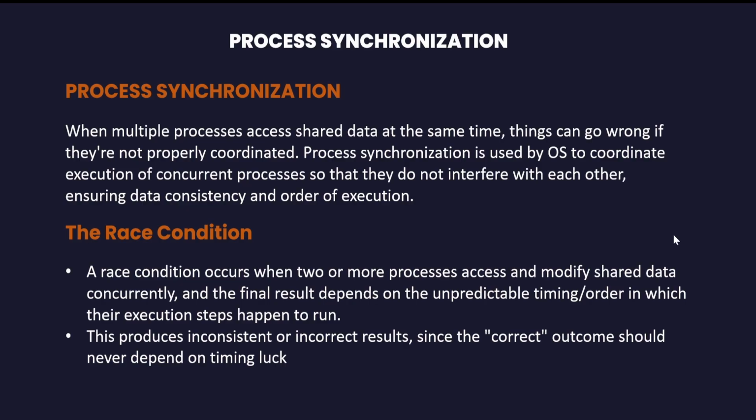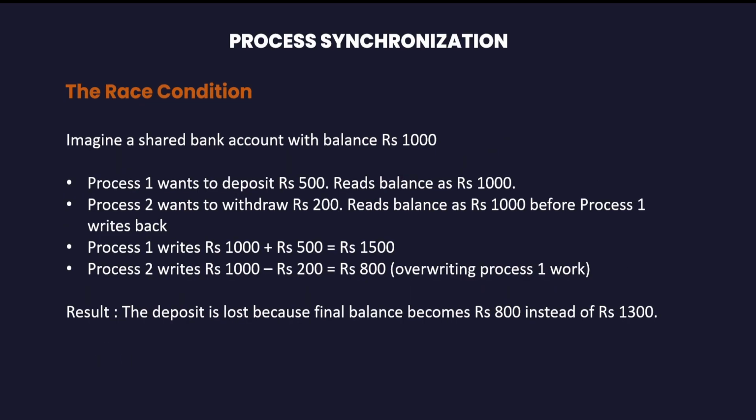The race condition. A race condition occurs when two or more processes access and modify shared data concurrently, and the final result depends on the unpredictable timing or order in which their execution steps happen to run. This produces inconsistent or incorrect results. So, here is the example.